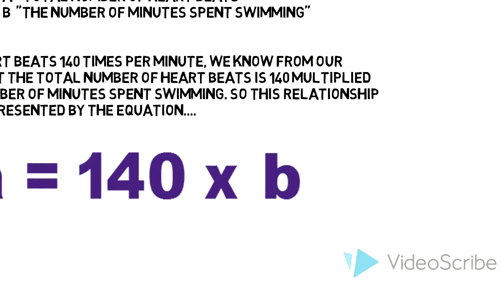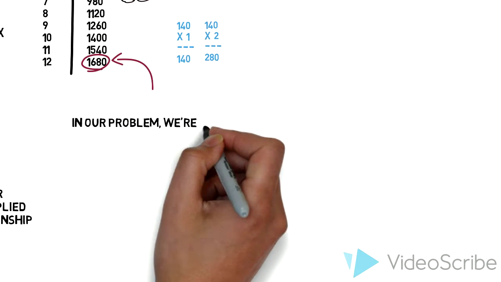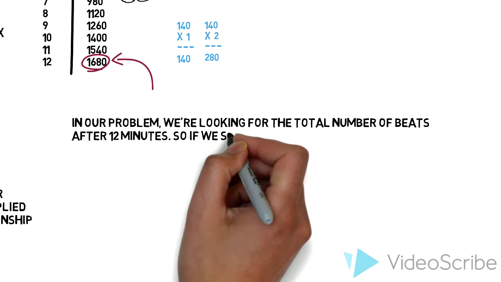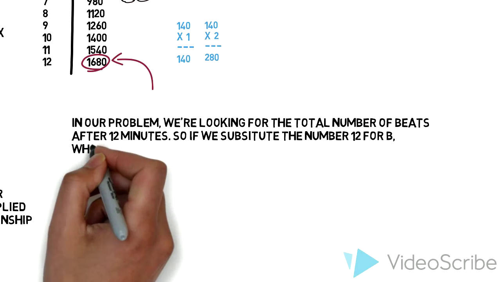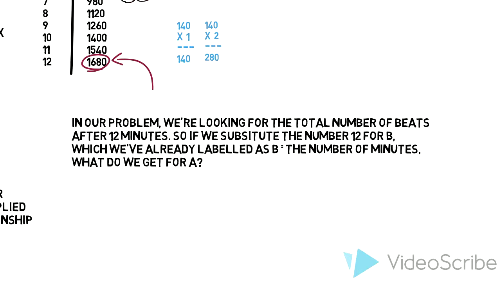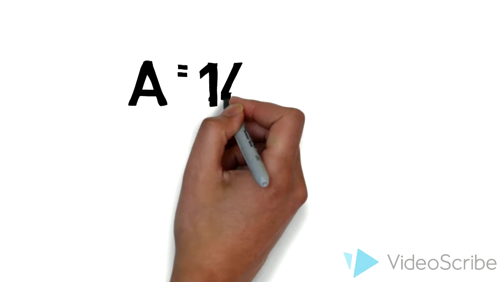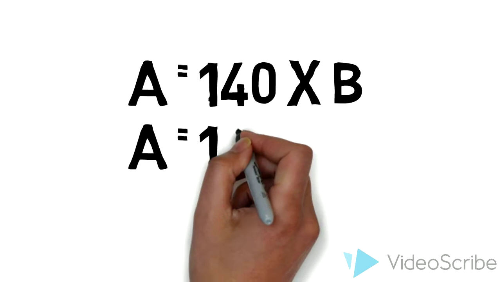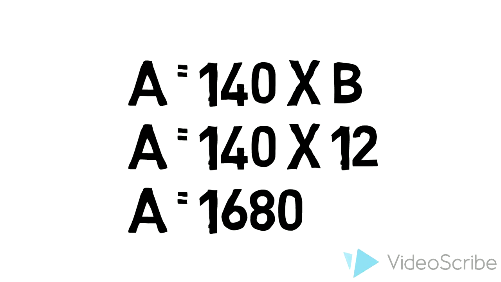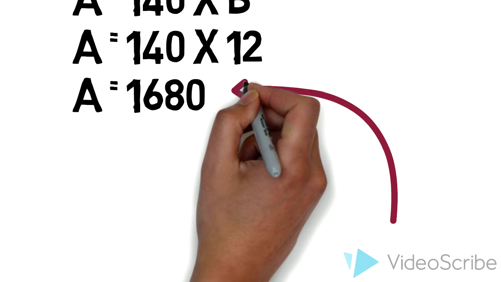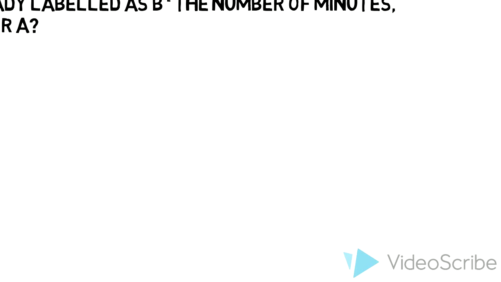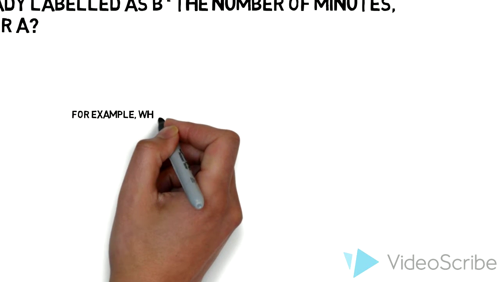In this problem, we're looking for the total number of heartbeats after 12 minutes. So we're going to substitute 12 for B, which we've already decided is the number of minutes. And what do we get for A, which is the total number of heartbeats? We take our original equation and substitute 12 for B and solve, which equals 1,680. And this matches both our table and our graph. Stunning. Again, we can use these variables to solve for any number that you want to substitute in.